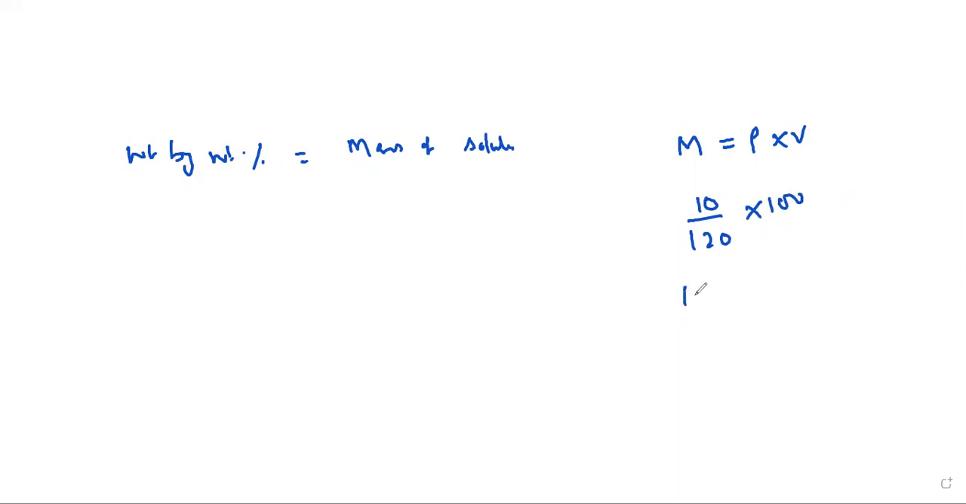Okay, ma'am. Density is 1.2, and 100 ml is given, right? Yes, ma'am. That is in milliliter, so it will be 120 gram. So 120 gram in 100 ml. Okay, ma'am. It would be 8.33%. Okay, so the mathematics part you will do better than me.